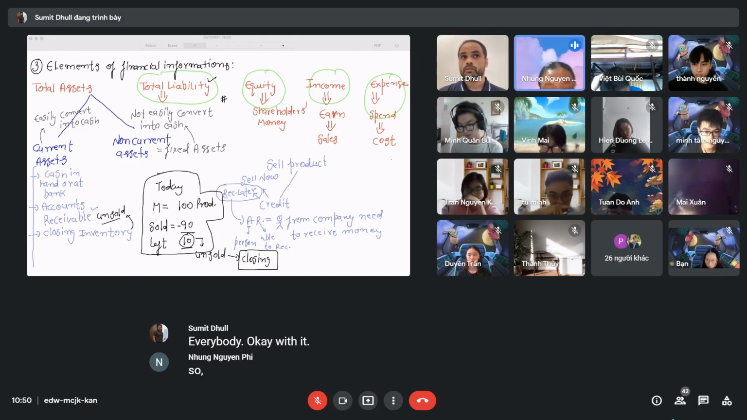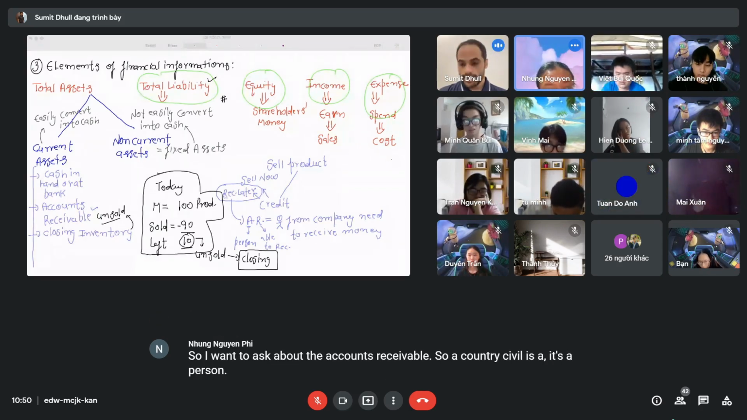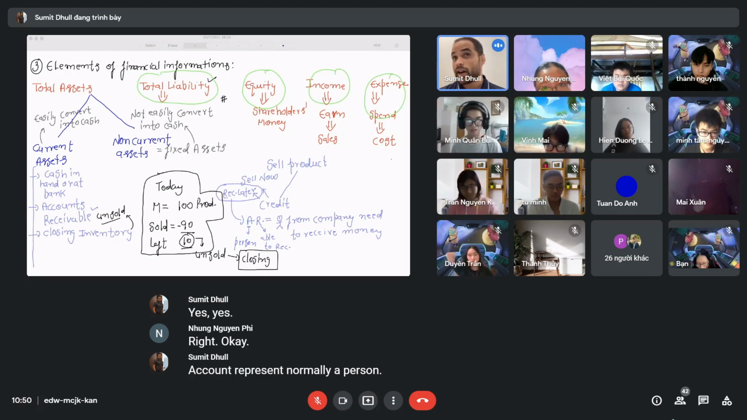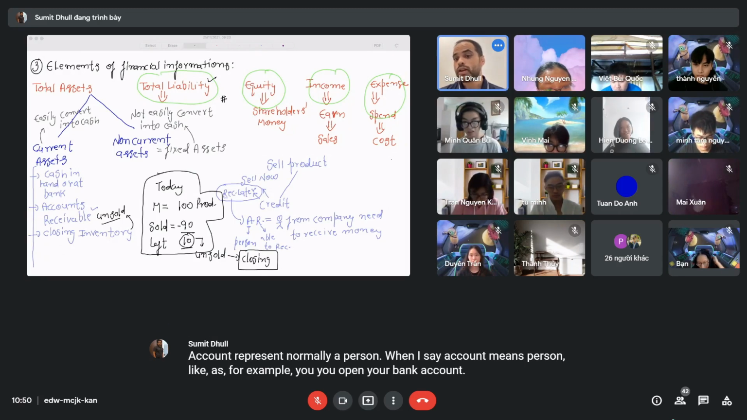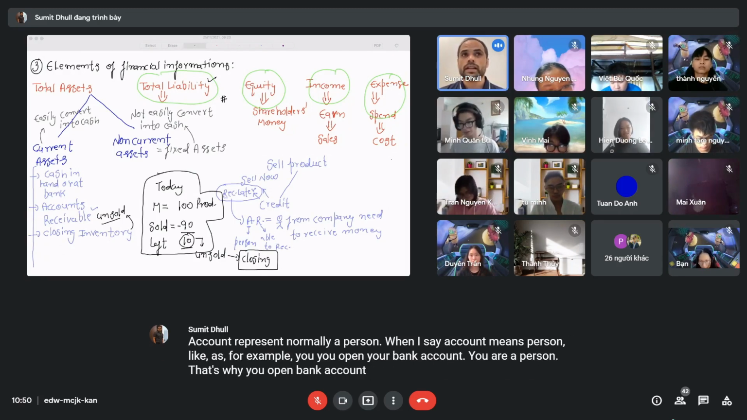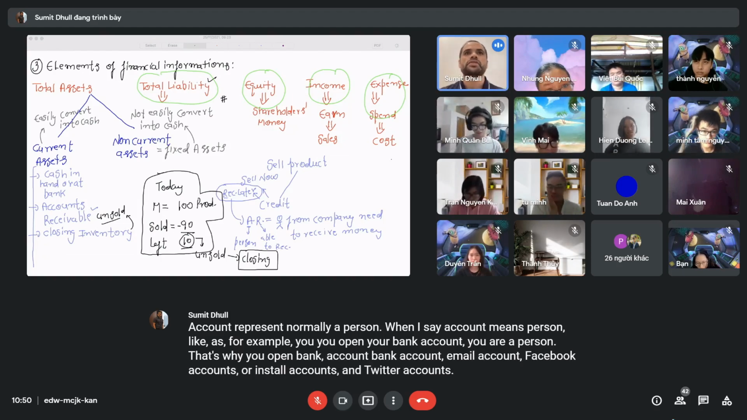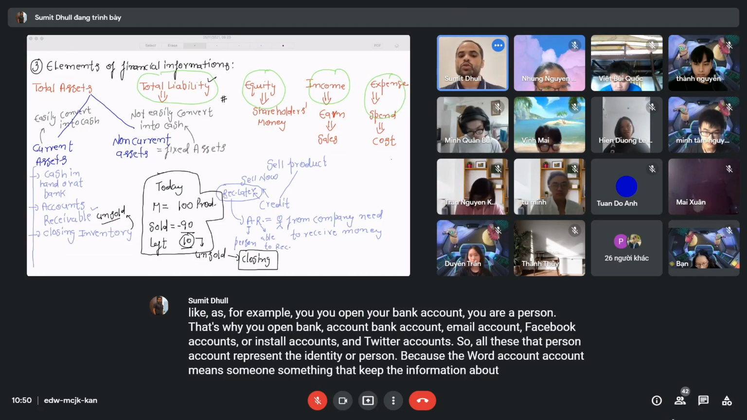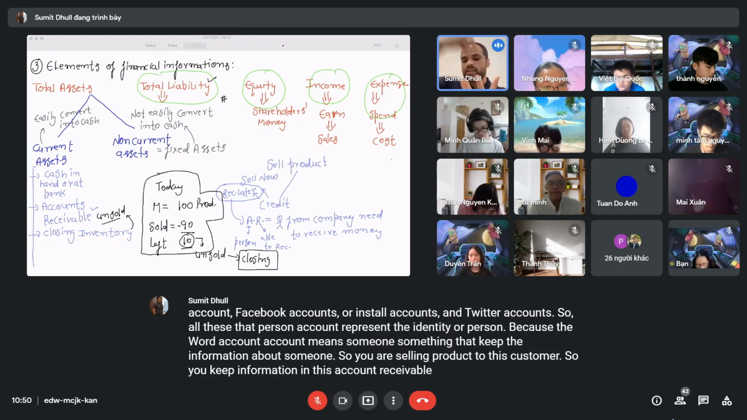So I want to ask about the accounts receivable. So accounts receivable is a person. Yes. Account normally represents a person. When I say account, it means person. For example, you open your bank account. You are a person. That's why you open a bank account. Bank account, email account, Facebook account, Insta account, Twitter account. All these are persons. Account represents the identity of a person. Account means something that keeps the information about someone. So you are selling product to this customer, and you keep information in this account receivable account about this person.